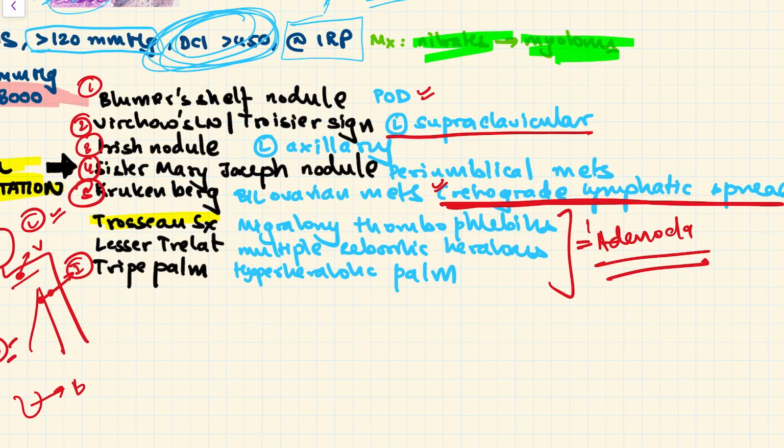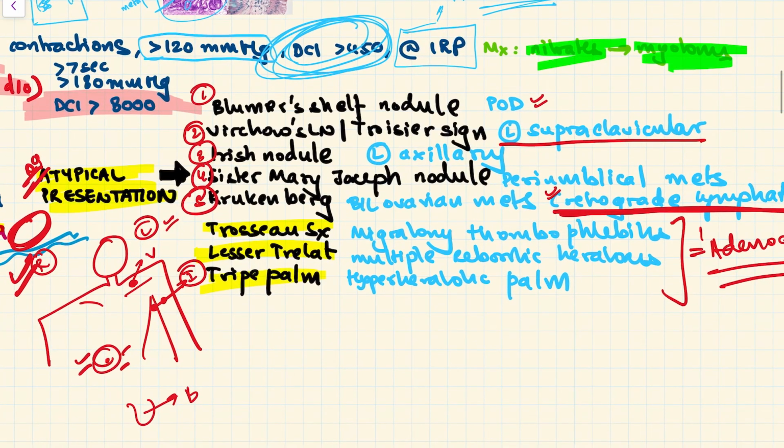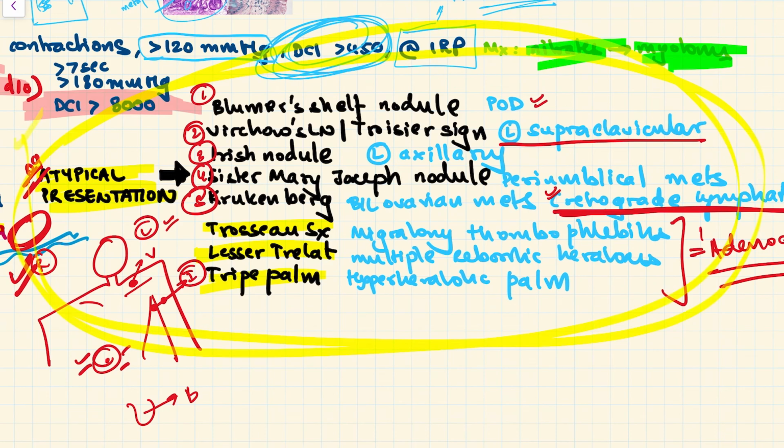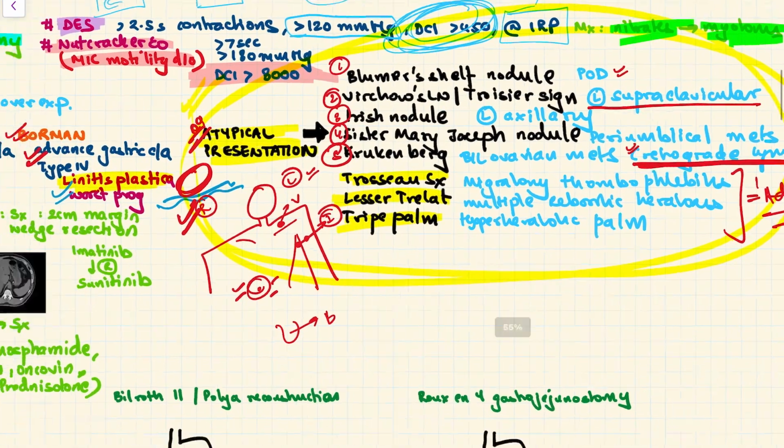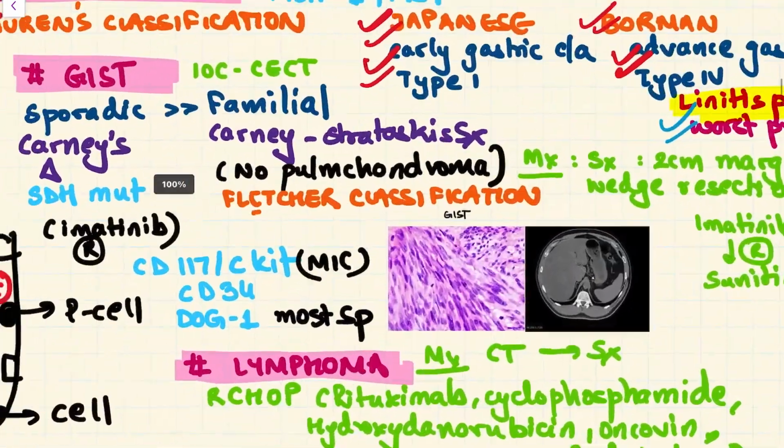Then Leser-Trélat sign, where there are multiple seborrheic keratoses, and tripe palms, which is the hyperkeratosis of the palms. Okay, these are very important. This whole thing is very important. This is tested in one form or the other, and this should be on the tips, the fingertips. Okay.